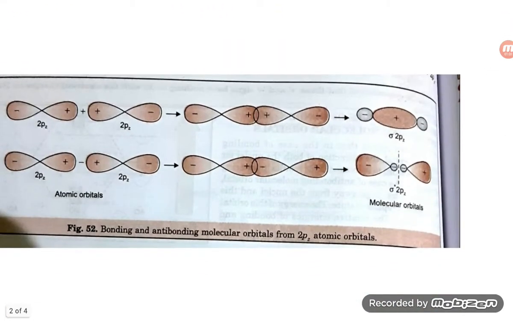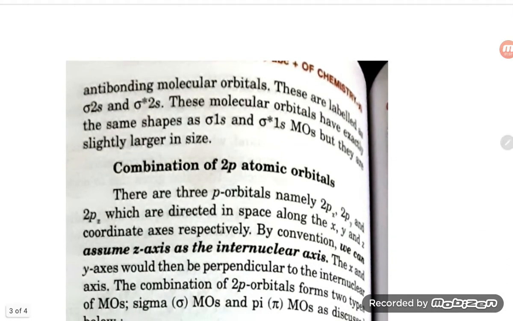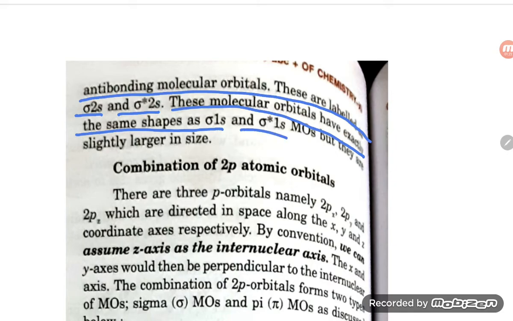In the same way, the 2s orbitals also combine to form bonding and anti-bonding molecular orbitals. These are labeled as sigma 2s and sigma star 2s. These molecular orbitals have exactly the same shape as sigma 1s and sigma star 1s, but they are slightly larger in size.